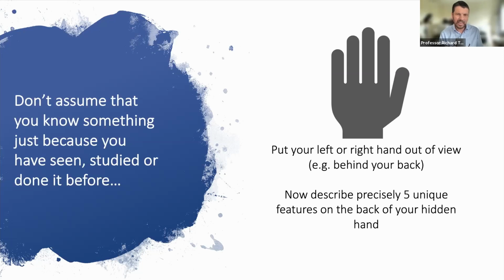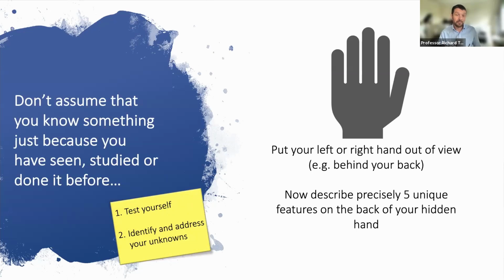Now, some of you might think, well, I have a scar, I have a spot, I have a cut, I have a little freckle or mole. But can you precisely describe where it is? The back of your hand is something you see every day, multiple times a day. But the chances are you can't do this task because you have not actively studied, learned, and tested yourself on that. And if you want to prove that this works, over the next week, study the back of your hand, identify 5 unique features, test yourself daily, and by the end of the week, you will be able to do this. So remember, test yourself and identify and address your unknowns and repeat this cycle.